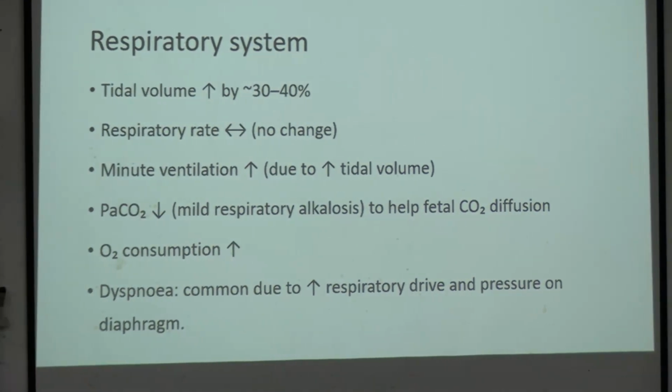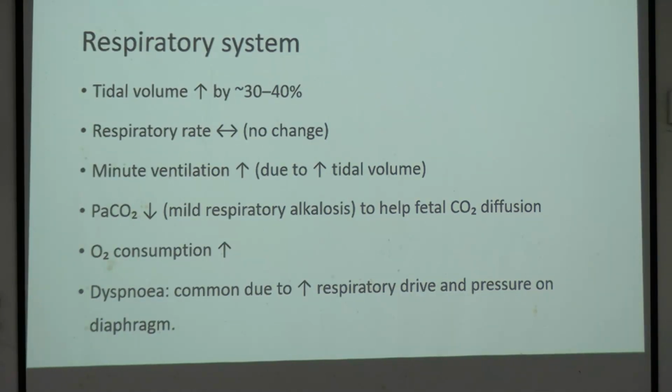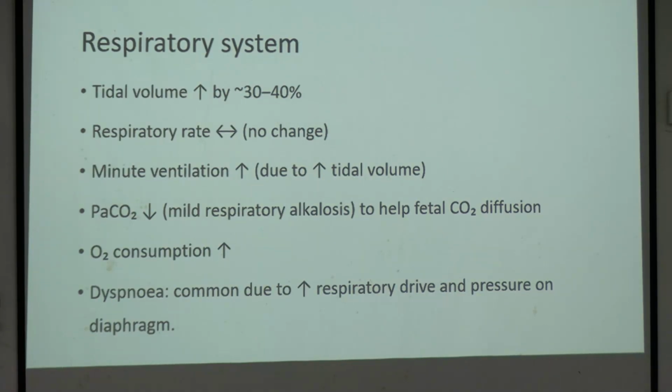Okay, PaCO2, there will be mild respiratory alkalosis. Okay, there will be mild respiratory alkalosis. A pregnant mother has a little respiratory alkalosis due to decrease in partial pressure of carbon dioxide in arterial blood, and this is to facilitate CO2 diffusion to the fetus.